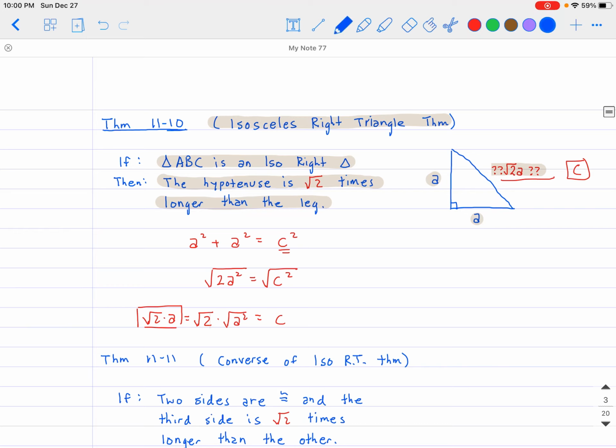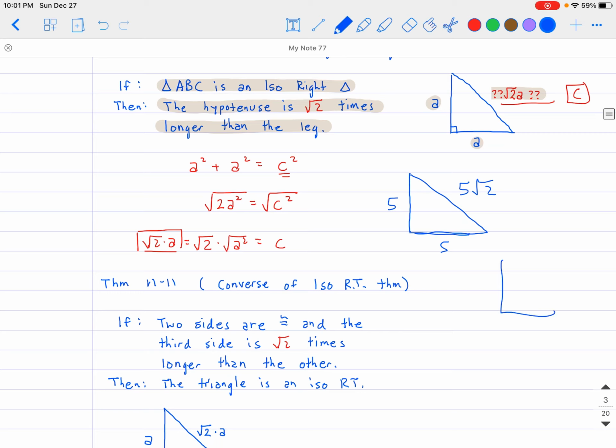To make this a little bit easier to understand numerically, that means that if you have an isosceles right triangle where this is going to be 5 and this is going to be 5, you don't need to use the Pythagorean theorem. You can immediately say that this is going to be 5 root 2. Or if you have another one, which is going to be 8 and 8, then this is going to be 8 root 2, so long as you have the right angle. And we can actually go backward with the same thing, right?